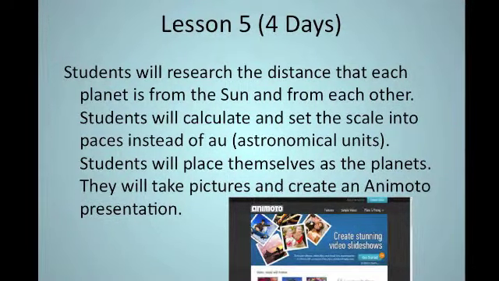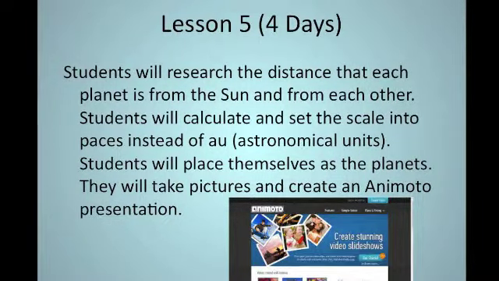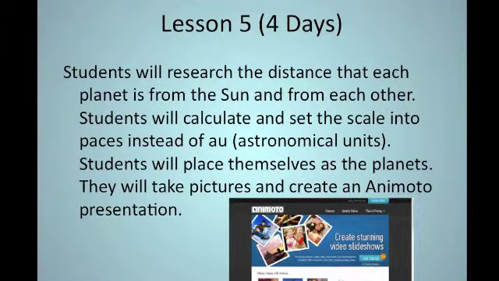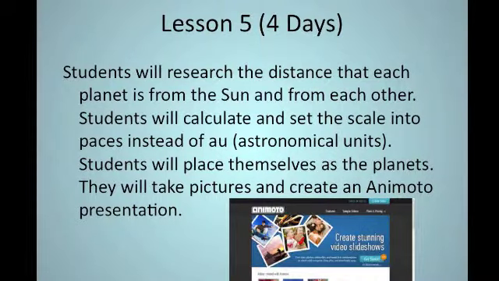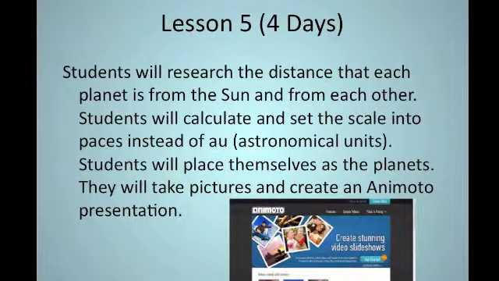Day 3, the students will then use their conversions to do the activity outside. The students will use the end of the grass on the field as their sun and will then place each student to show how far each planet is away from the sun. One student will then take a picture with their iPad of all of the 8 students as the planets and their distances from the sun.